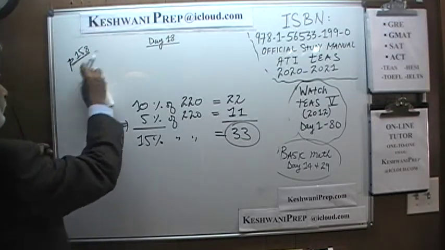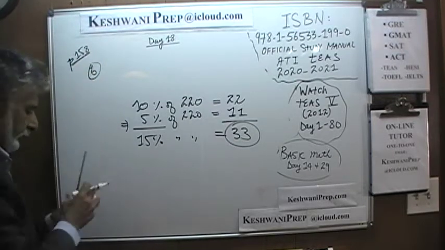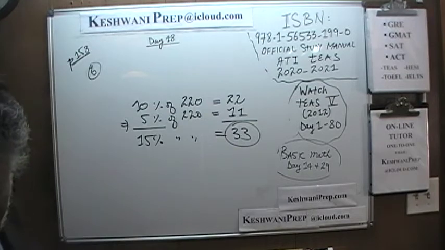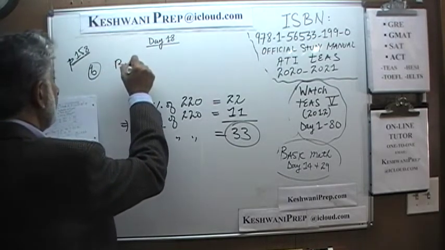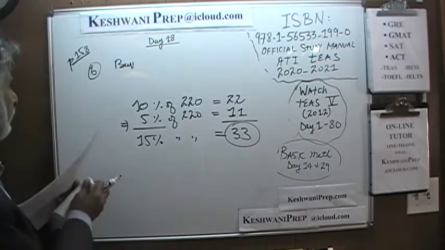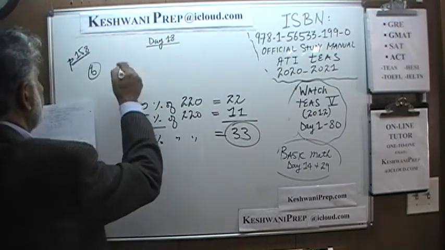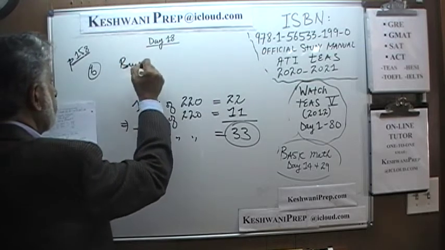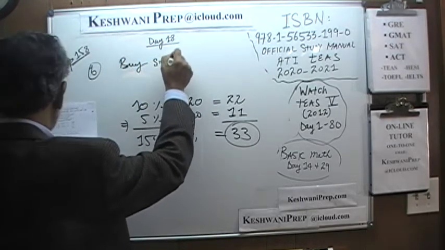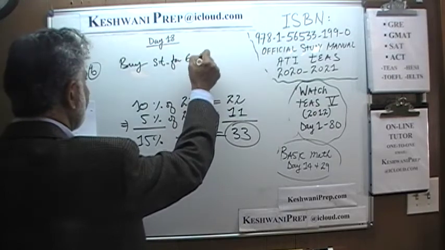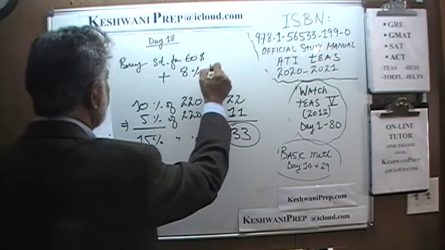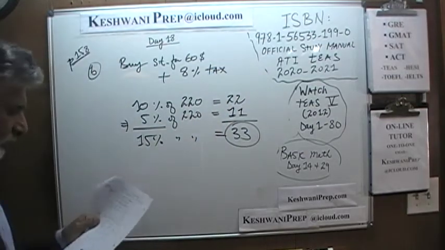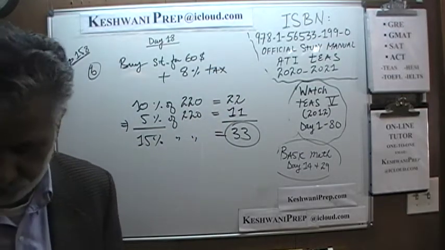Example B. It says we're going to buy something for $60 plus 8% tax. We're going to pay 8% tax. The question simply is, how much are we going to pay altogether?